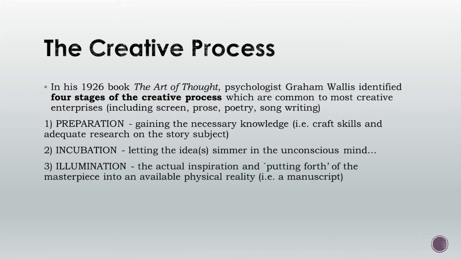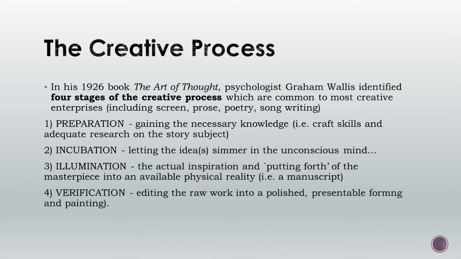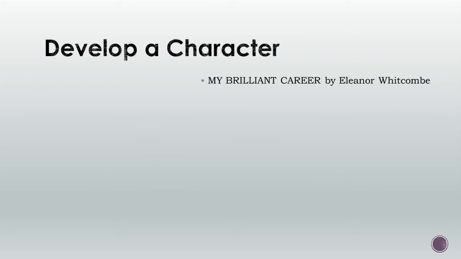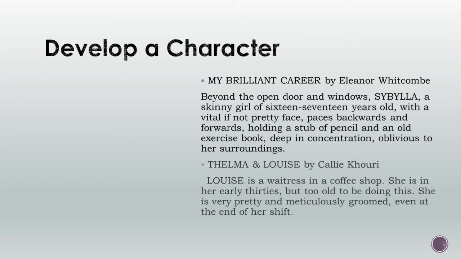Number 3 is illumination. This is the actual inspiration and the putting forth of the masterpiece into an available physical reality. For example, a manuscript. And number 4 is the verification. So this is editing the raw work into a polished, presentable form and painting. This can be a very difficult stage because you may need to go through many drafts before you can be happy with it.